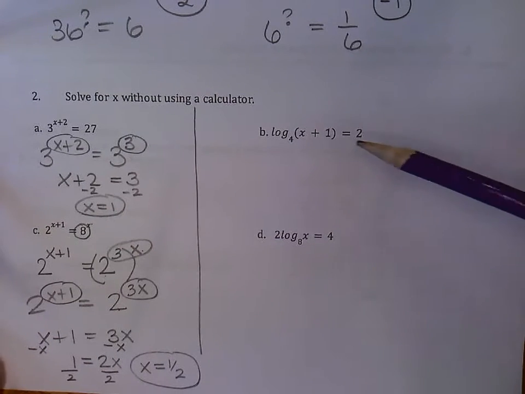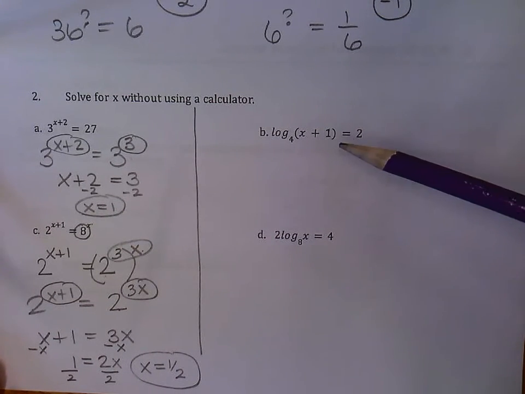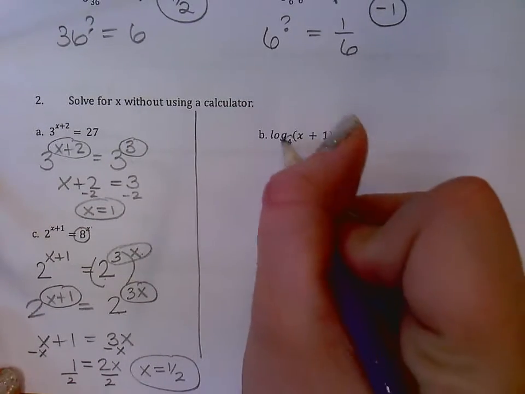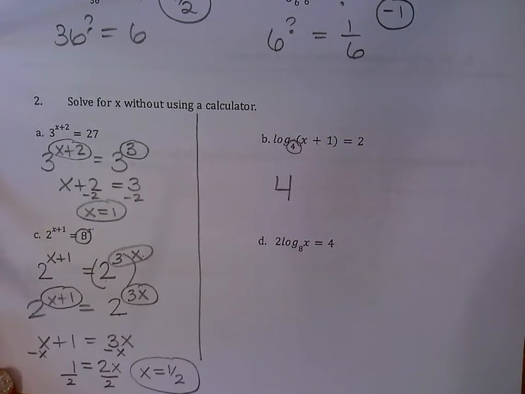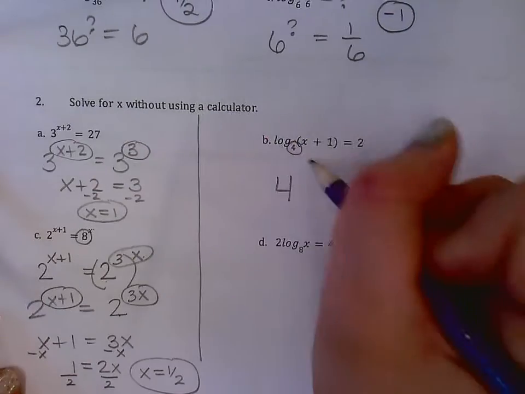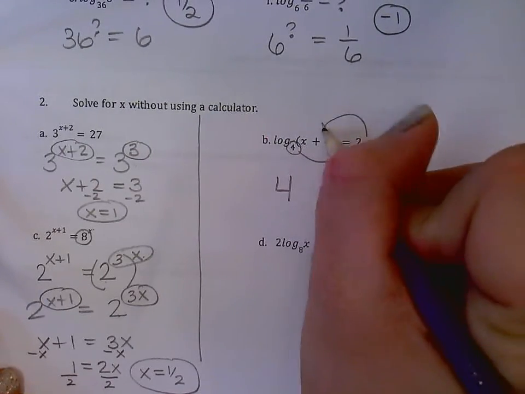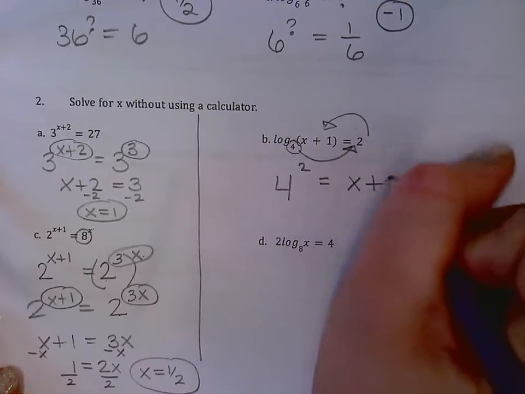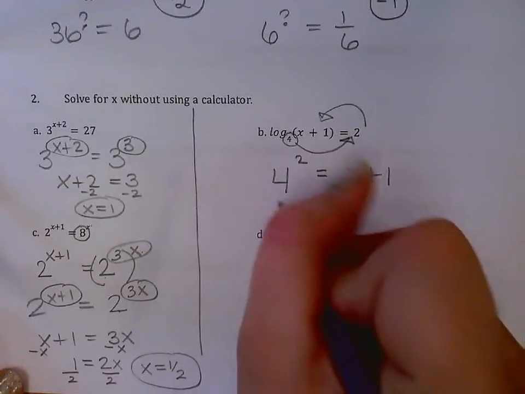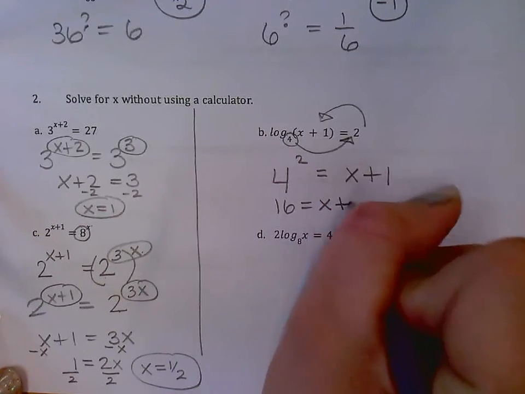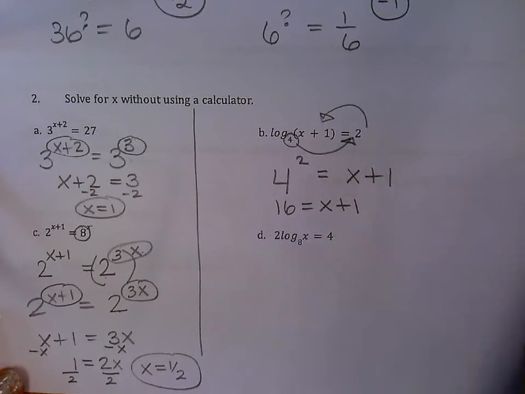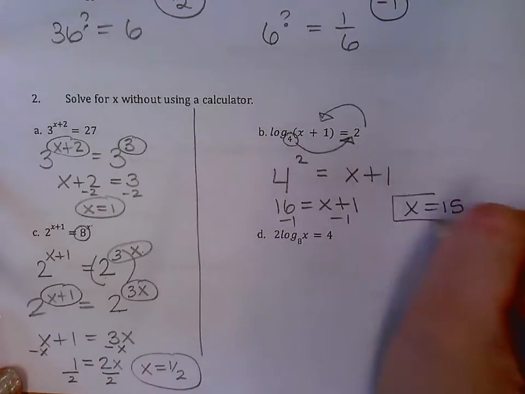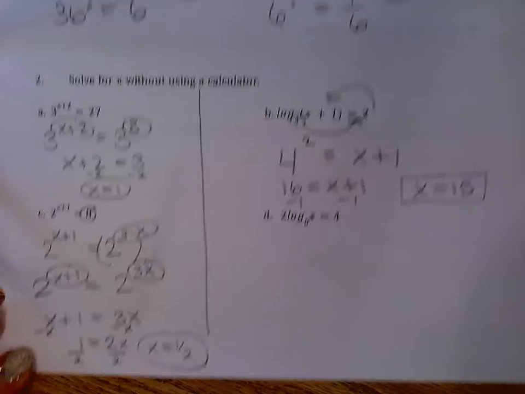All right, on B and D, you are in log form and you're going to switch into exponential form. So the base of the log is 4, so the base of my exponent is 4. 4 squared equals x plus 1. So if 16 is equal to x plus 1, I must subtract 1 on both sides. So 16 minus 1 is 15.